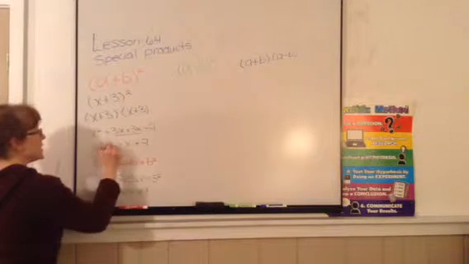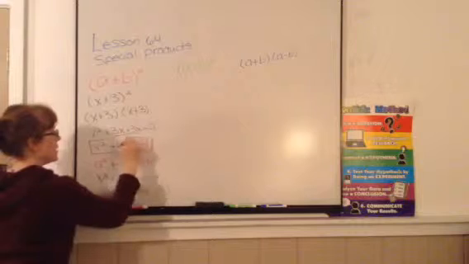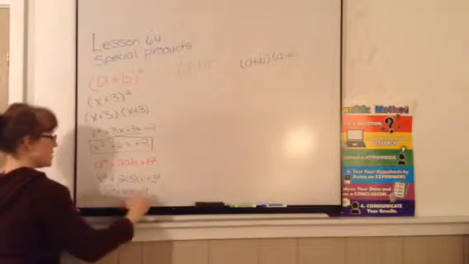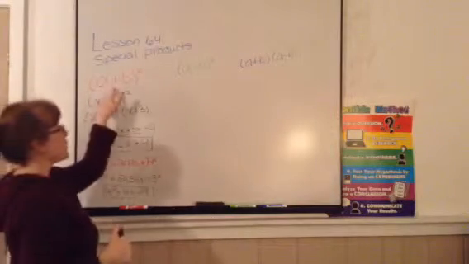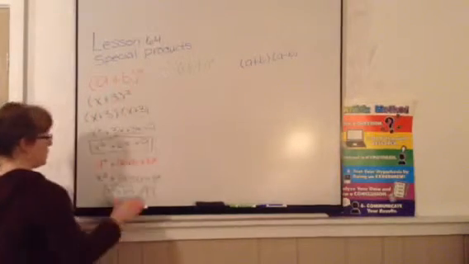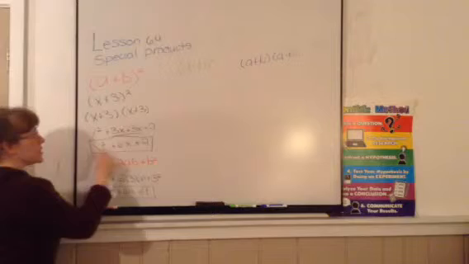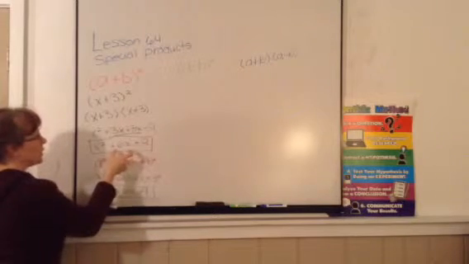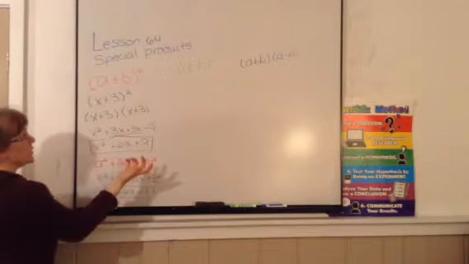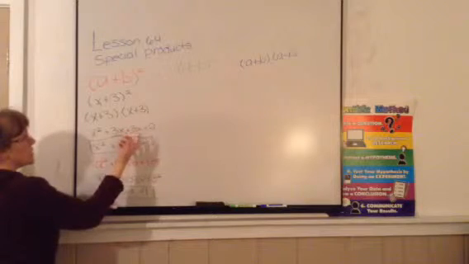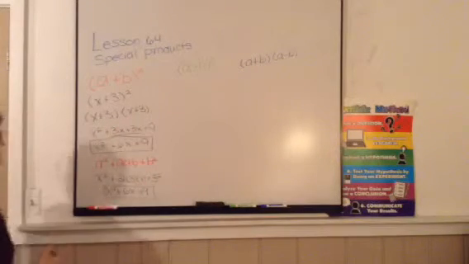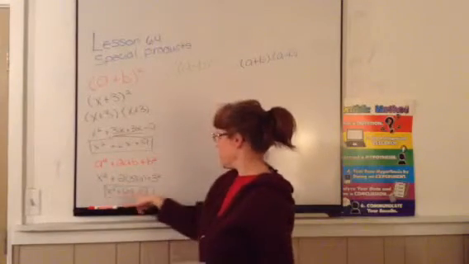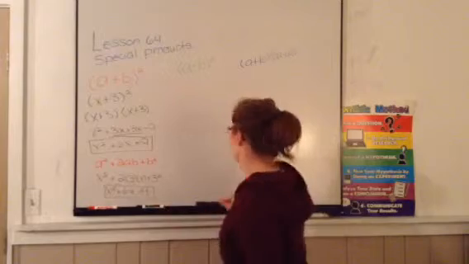And you can see that this and this match. So whenever you see a plus b squared, you know that the first term will be squared and the last term will be squared, and then the middle term is just going to be twice as much as the 3x and the 3x. And because this is added, the middle term is positive.